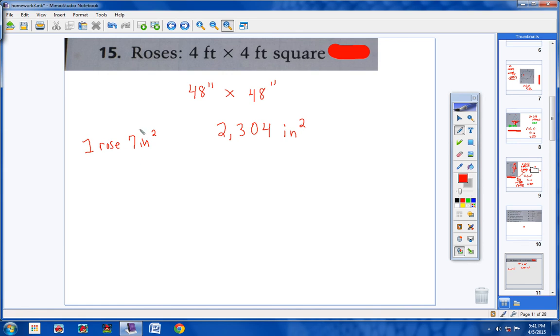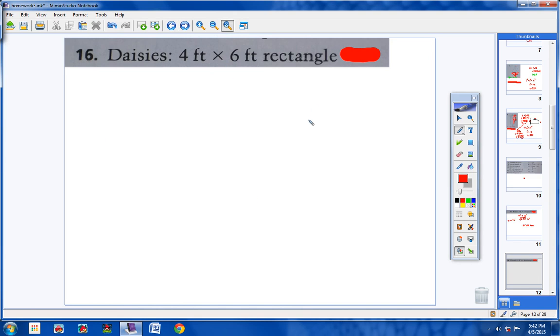1 rose is 7 square inches. We have 2,304 square inches. Let's see how many times 7 goes into this very quickly. That would be about 329 to 330, approximately 329 roses. That's really practical math, okay? You would need to know that in order to know how many roses to buy to fill up this portion of the float, okay? Number 16.